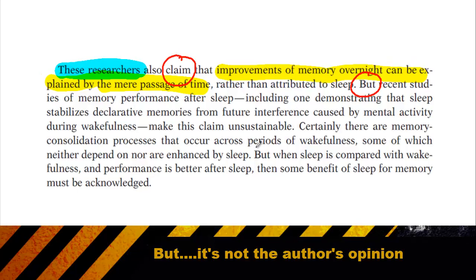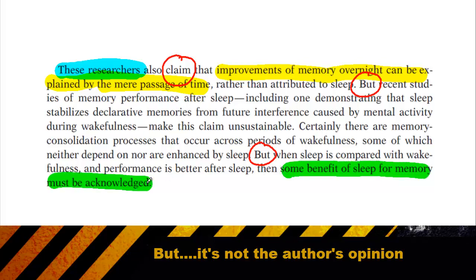And notice how the first sentence contrasts with the last sentence in this paragraph. The last sentence begins with the word but, and once again, whenever we have contrast, that's a clue what's coming up might be the author's opinion. And then the author says that some benefits of sleep for memory must be acknowledged. Notice how no one else is quoted in believing this green point. That's an indication that what we highlighted in green is the author's opinion.